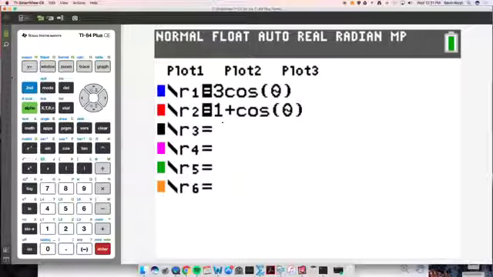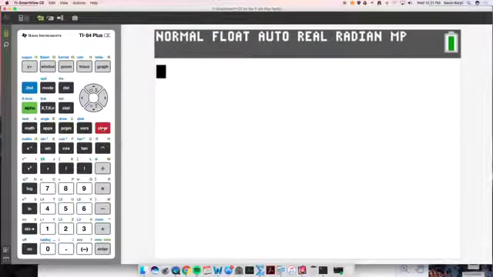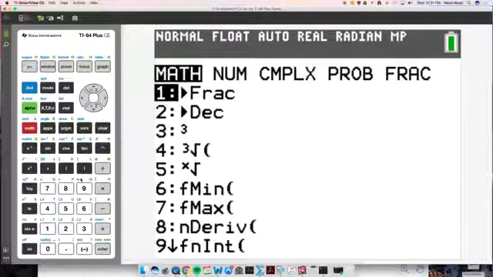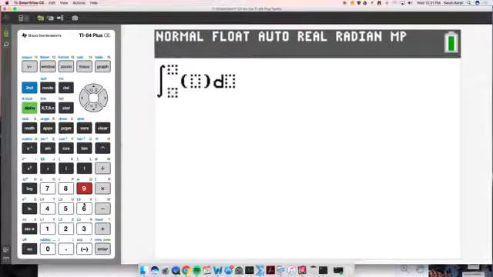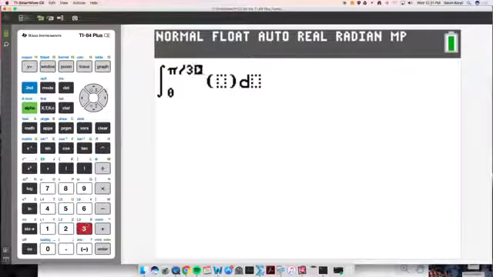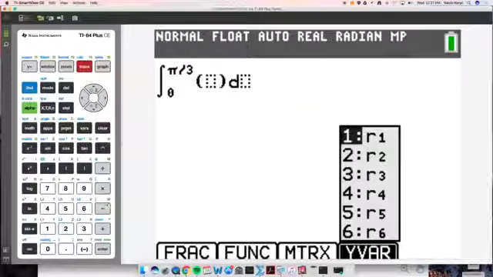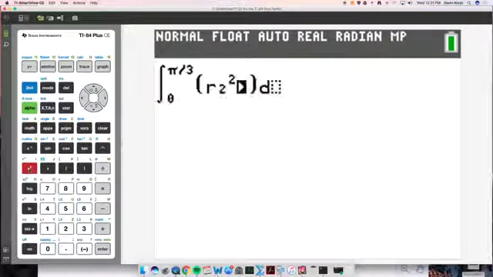All right, so now let's go to the home screen. And we'll type it in. So again, the 1/2 divides out with the 2. So we get the integral from 0 to pi thirds. And instead of typing in 1 plus cosine quantity squared, again, that one is in R2. So alpha trace number 2 squared d theta. And again, you could also do this in function mode, but you would have to then type in the actual equations because you couldn't refer to r.